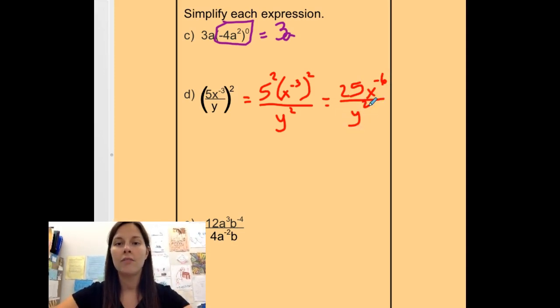And all of your expressions should be simplified with no negative exponents. So we're going to flip that x to the denominator, make that 6 positive, and multiply it by the y squared that is already there.